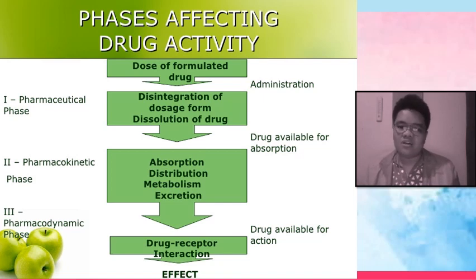These are the phases affecting drug activity. If you can recall earlier, we have your pharmaceutic phase, then your pharmacokinetic phase, and then your pharmacodynamic phase. This is in order. The drug needs to undergo the pharmaceutic phase during administration, so that it will be available for absorption, to undergo the pharmacokinetic phase, and then later on the pharmacodynamic phase, which is how the drug acts on the body.